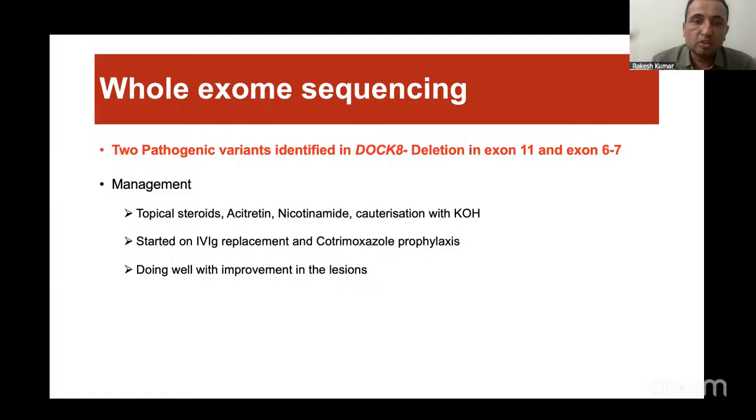Then whole exome sequencing was performed, which showed two pathogenic variants identified in DOCK8, a deletion in exon 11 and in exons 6 and 7. The management of these patients: initially managed with topical steroids, acitretin, nicotinamide, and cauterization, then started on IVIG replacement and cotrimoxazole prophylaxis, and doing well with improvement in the lesions, and we are planning for transplant in these patients.